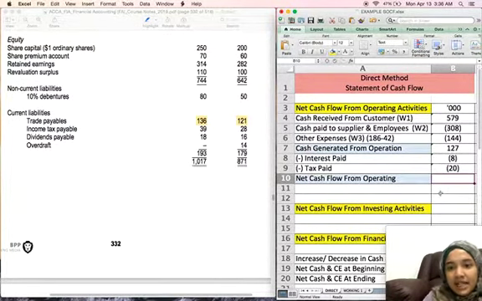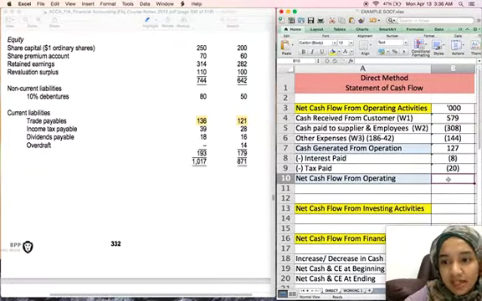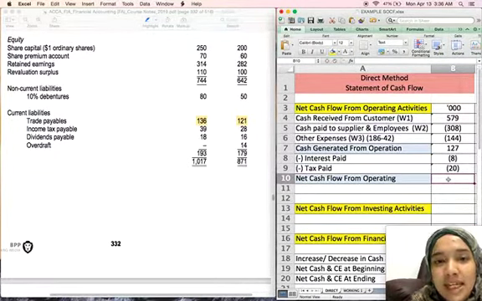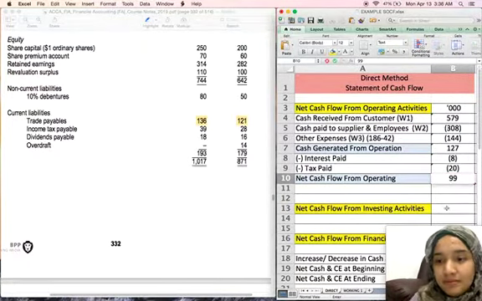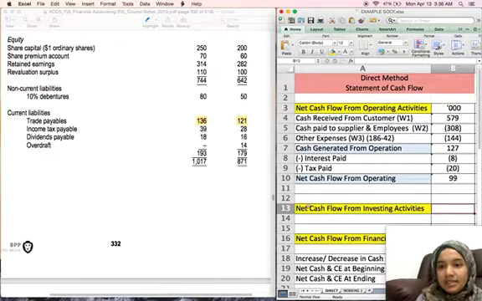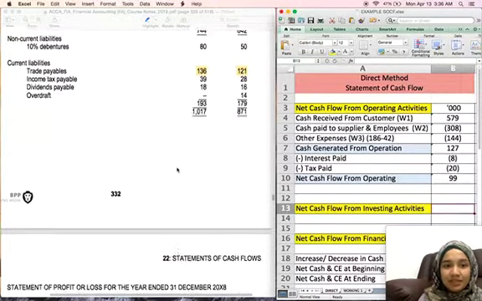So, how much is the net cash flow from operating? 127 minus 8 minus 20. You will get 99. So, is the answer the same as the indirect method you did in lecture example 4 before this? Yes, you will get the same figure. Okay.